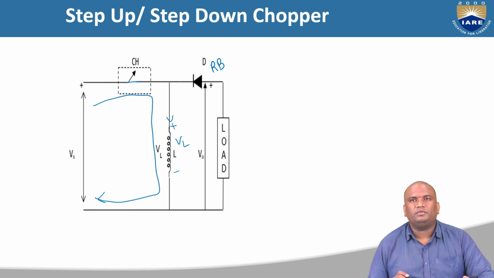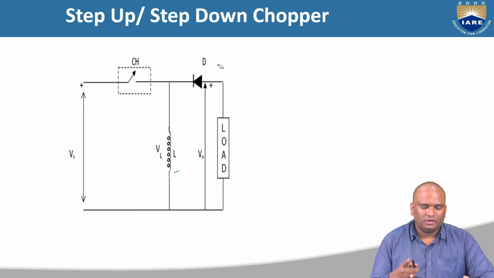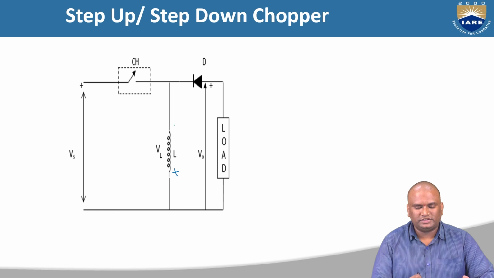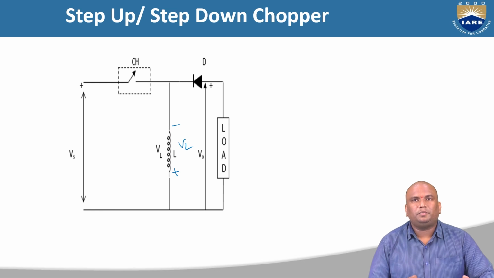Once the chopper is off, the inductor immediately reverses its polarities. No supply, no current is coming from the input side. So the inductor reverses its polarities once the chopper is in the off condition. The inductor voltage reverses its polarities.